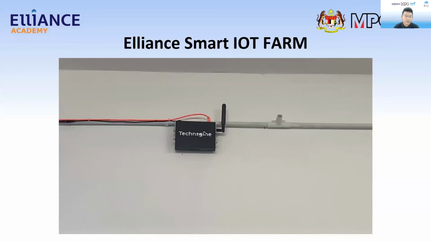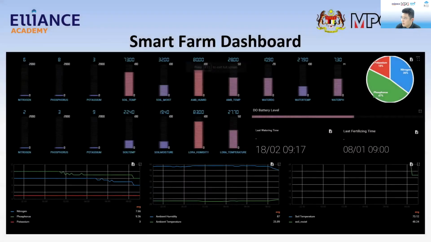Okay, so just now that little router over here is the gateway. Then from the node that you see outside, we'll be able to pass the reading to this gateway, and then you see this is our dashboard. Okay, this is our dashboard. So you can see we actually monitor quite a few readings.